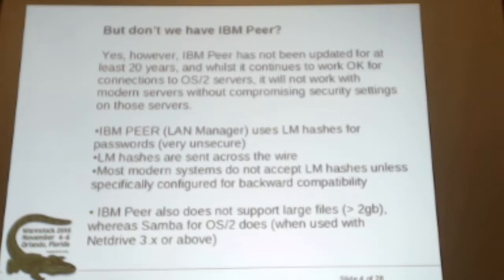Finally, in terms of reasons not to use IBM Peer, I don't believe it supports large files bigger than 2 gig, whereas Samba for OS/2 does, at least when it's used with Netbox 3 or above.